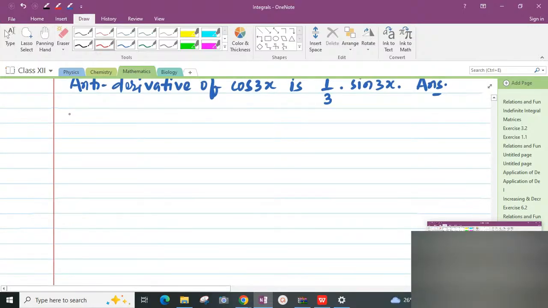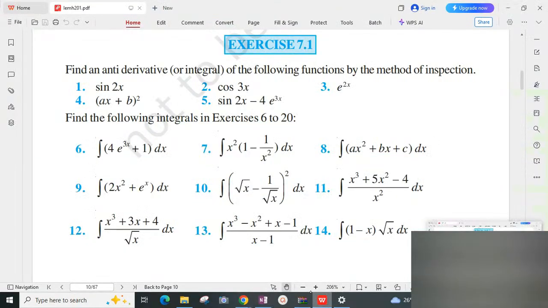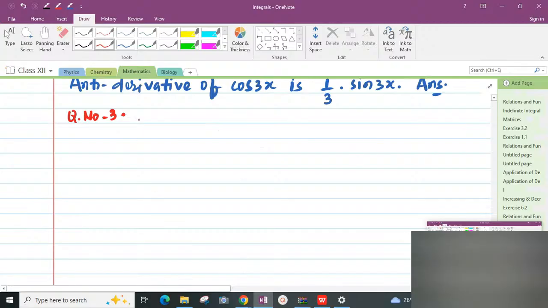This is question number 3, e to the power 2x. Let's see the solution. We look for a function whose derivative is e to the power 2x.